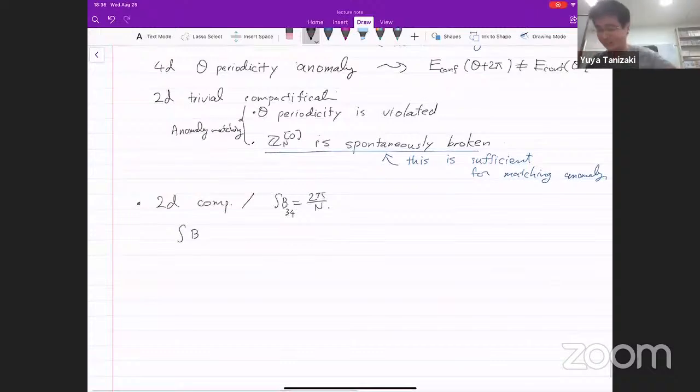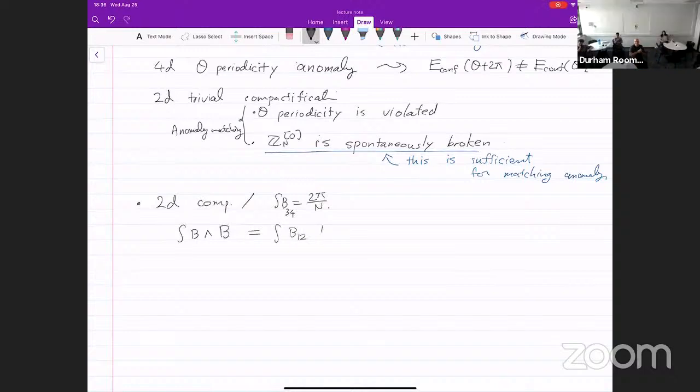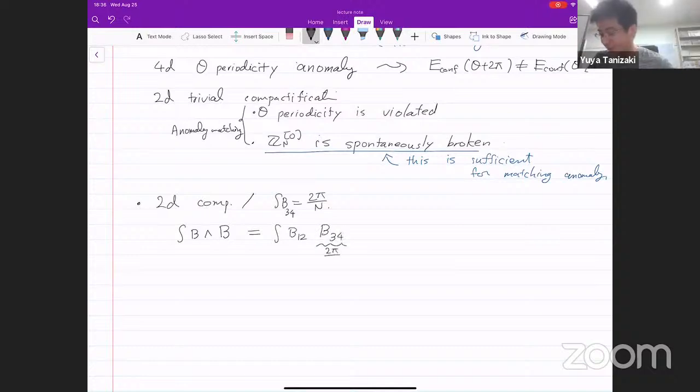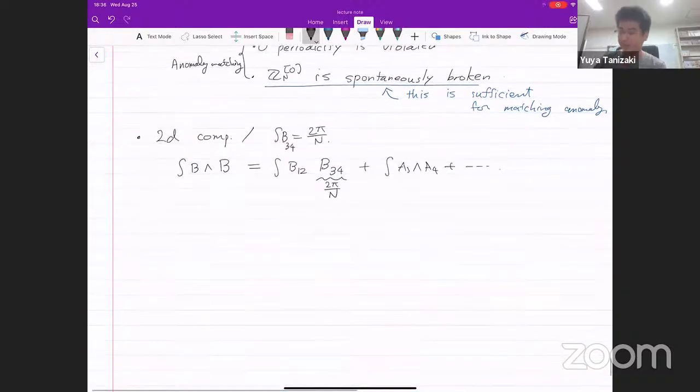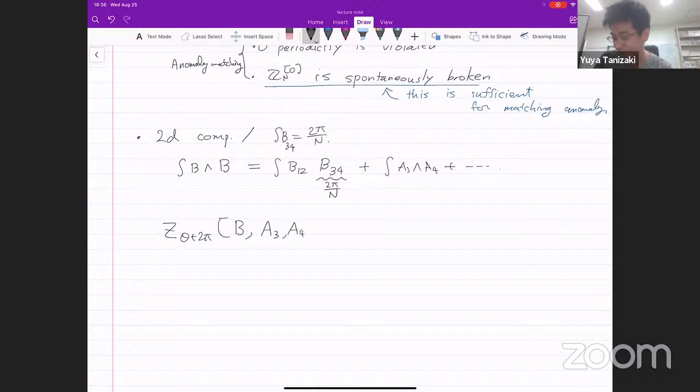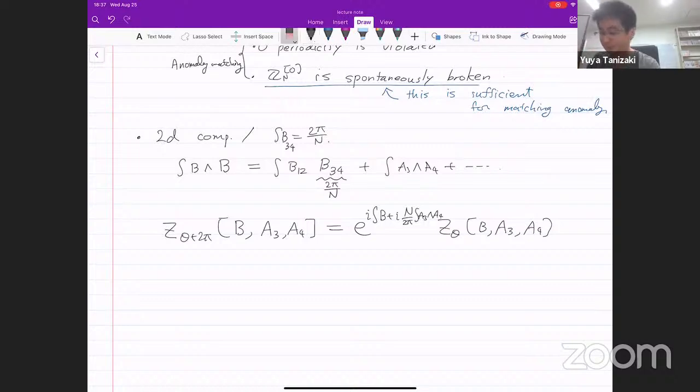Okay. Yeah, but we are close to final. So in this case, this part is now 2 pi i over N. So this b1 b2 term also survives. So we get this, and as a consequence, in this case, theta plus 2 pi, and a3 and a4, is now given by e to the i times something. Yeah, so we get this anomaly.